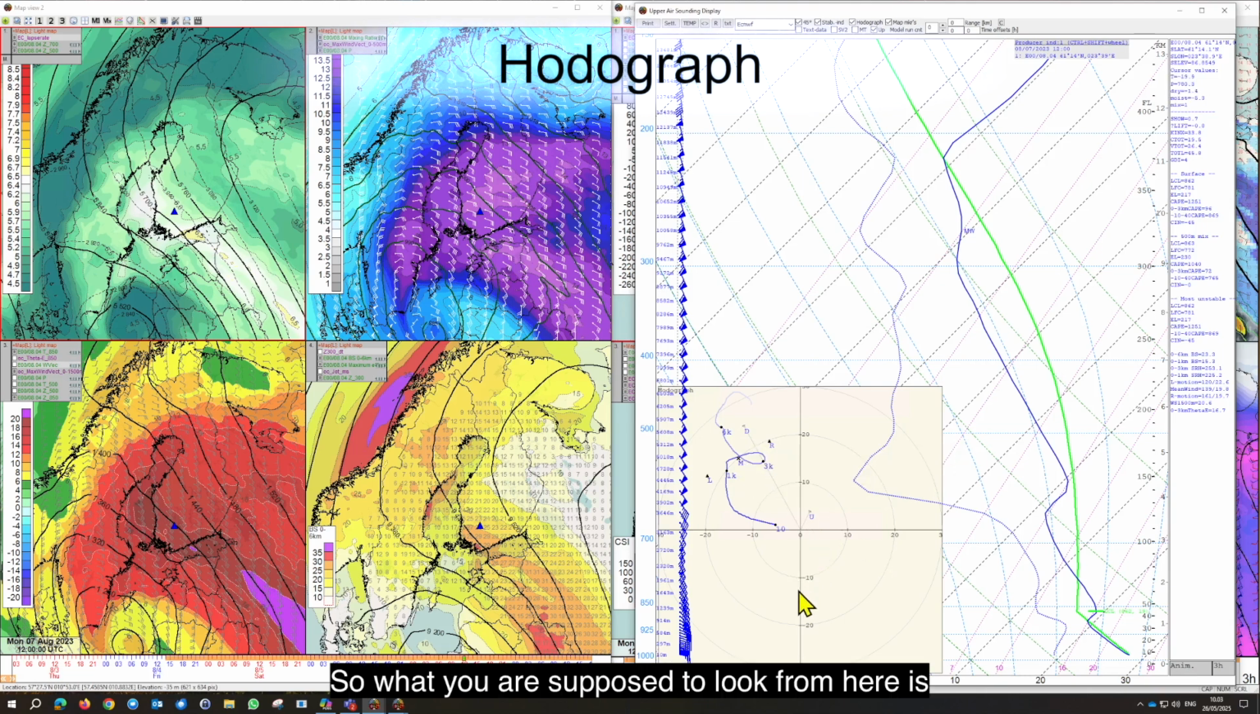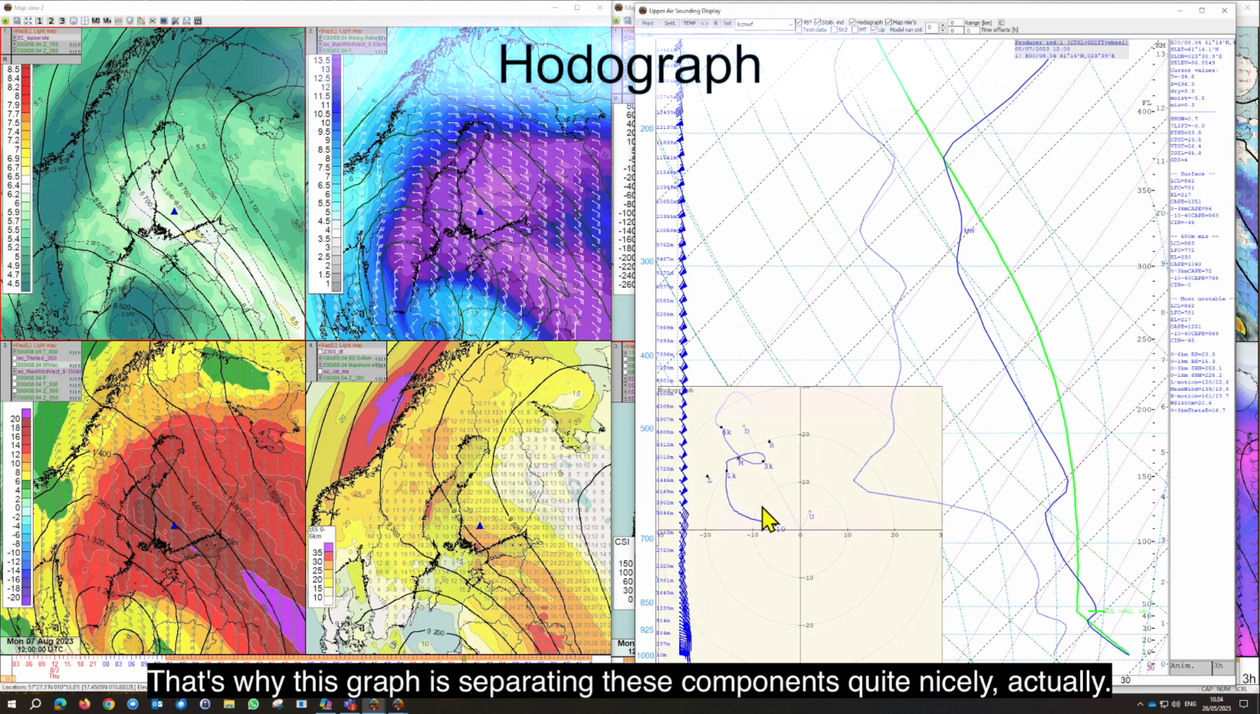So what you are supposed to look at here is the curve and how it looks, and whether you have enough wind shear or not. If you're just staring at the wind barbs, it's very hard to see the directional or even the velocity shear. That's why this graph is separating these components quite nicely, actually.